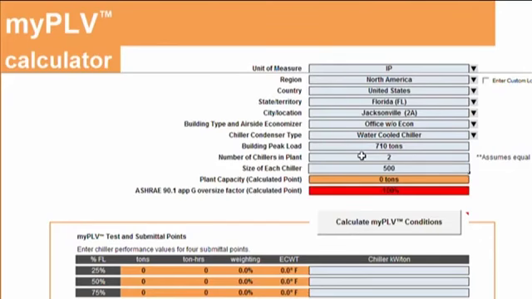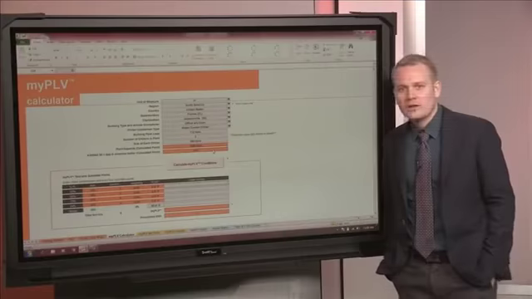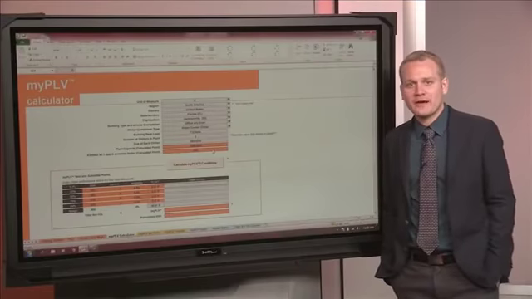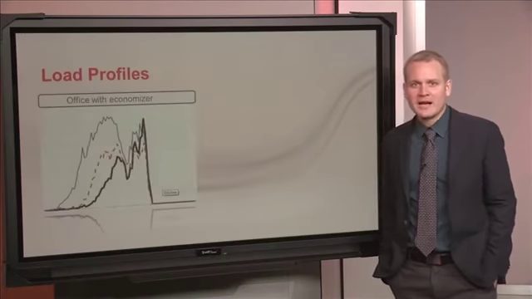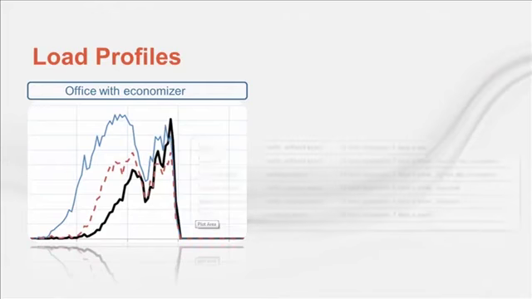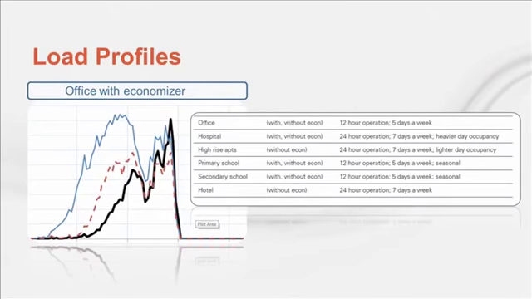The last two cells in orange are calculated values, showing your total chiller capacity and plant oversizing. Let's take a closer look at the building load profile selection. For our example, we selected an office without airside economizer. Here's a list of all the possible load profiles, both with and without economizers. You can also see the corresponding hours of operation and days of the week.